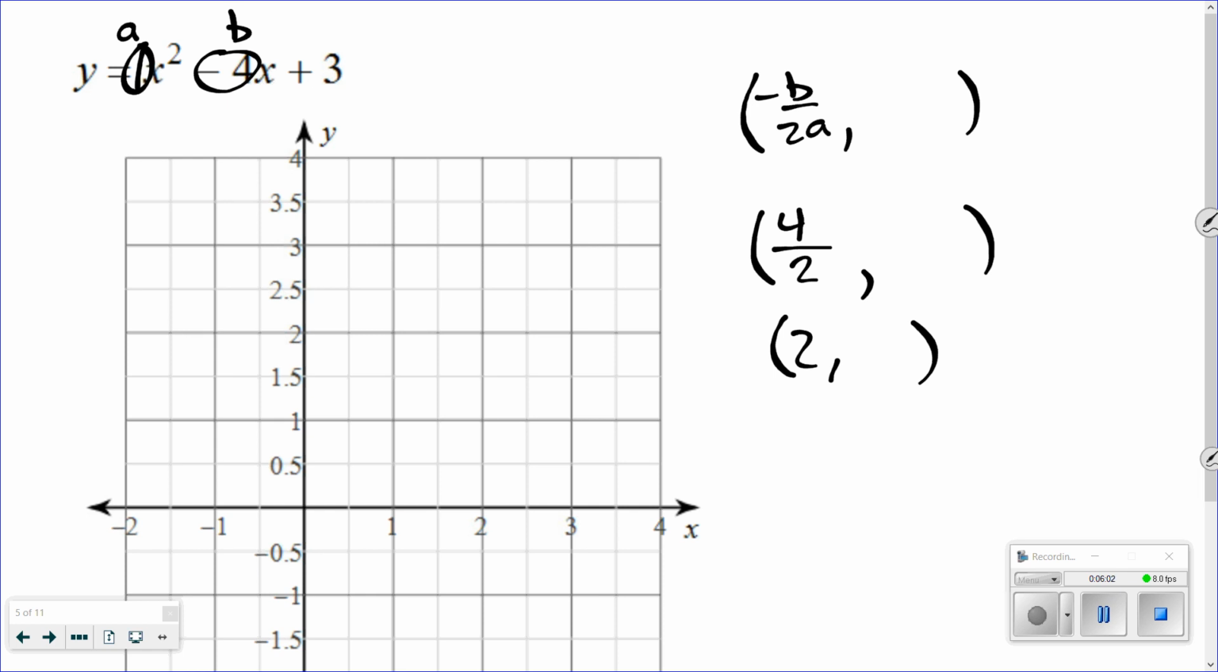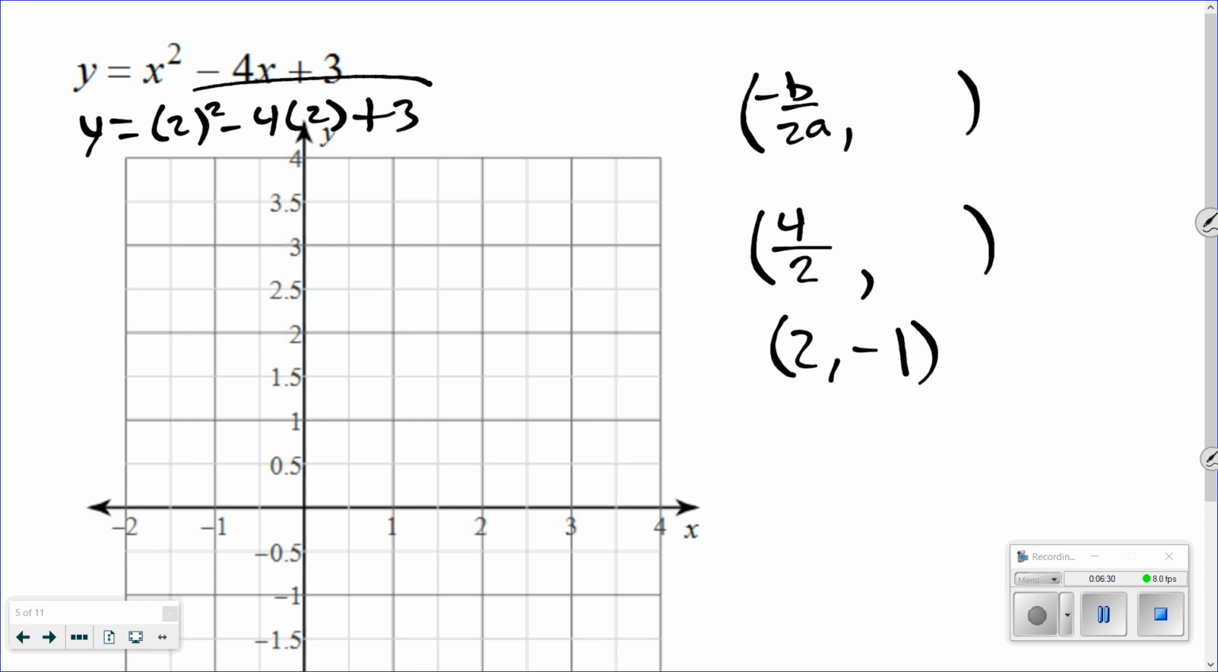And now to find the y-coordinate of the vertex, I just take the 2 and plug it back in my equation. So I'm going to go y equals 2 squared minus 4 times 2 plus 3. You can work that out by hand, or you can plug the whole thing in the calculator just to find out what the y is. So 2 squared is 4, 4 times 2 is 8, so I have 4 minus 8 is negative 4 plus 3. I think we end up with negative 1. But again, you can plug this whole thing in the calculator, just as it is, and you should get that same answer. Okay, so let's go to our vertex. The vertex is at 2, negative 1, which is right there.